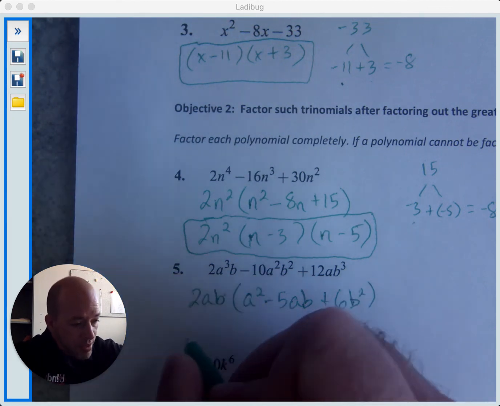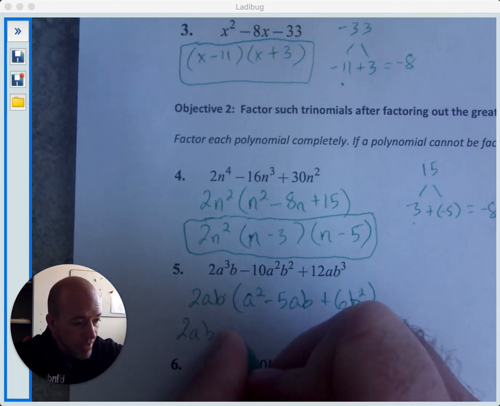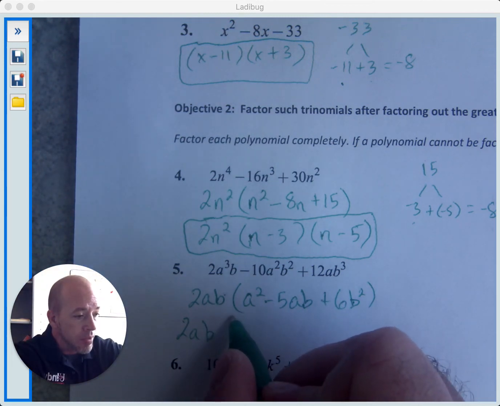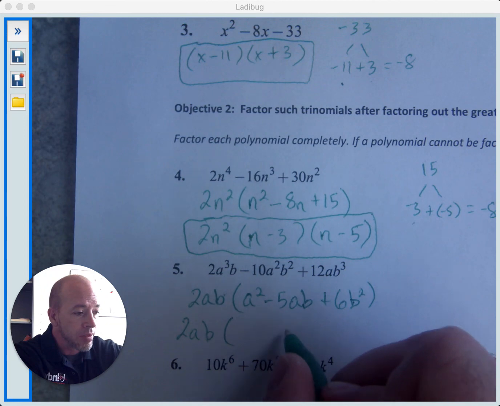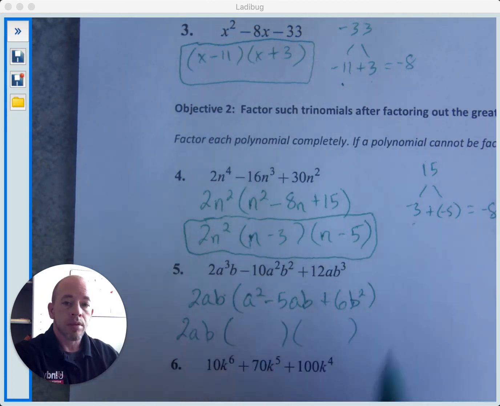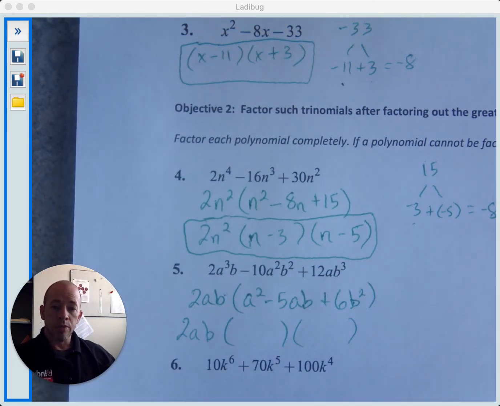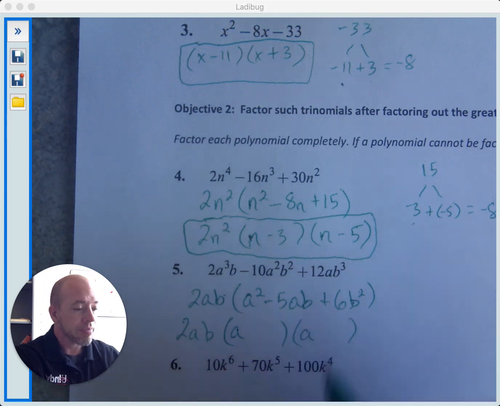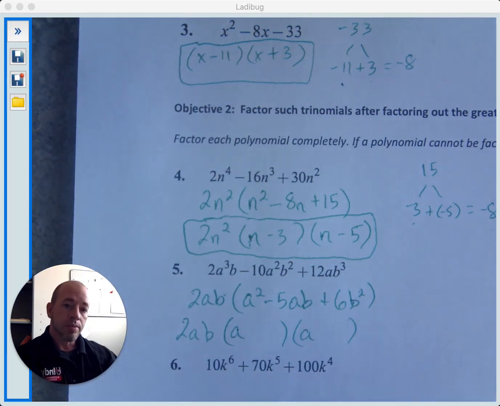So we want to think about what we want to end up with. We want to factor this trinomial. The 2ab doesn't go away, it's still out there, but we want to factor the trinomial into two binomials, two expressions with two terms. So I know I need an a times an a to get the a squared, right? And the tricky part is going to be figuring out what comes next.